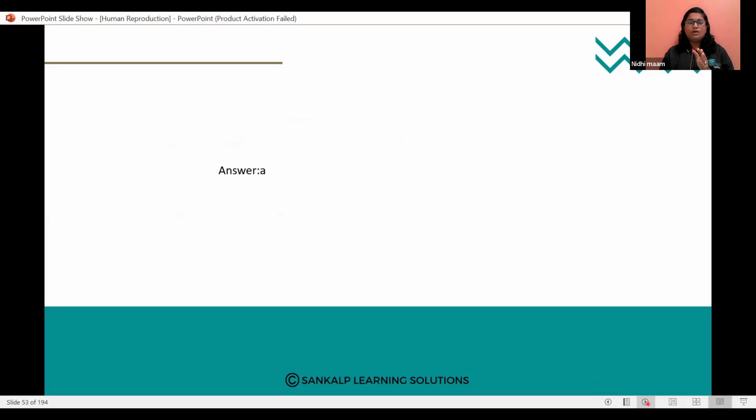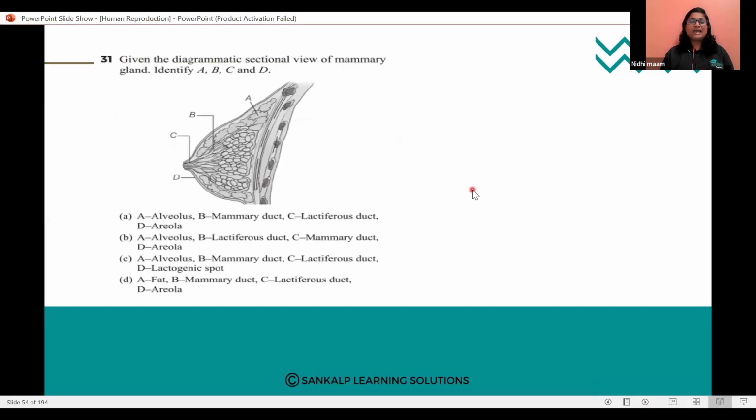Okay, let us proceed to the next question. Given the diagrammatic sectional view of a mammary gland, identify A, B, C, and D. Observe the diagram carefully and tell me the answer. What is A, B, C, and D? B is the mammary duct, C is the lactiferous duct, D is the areola.